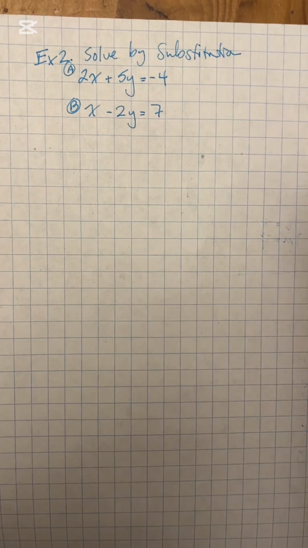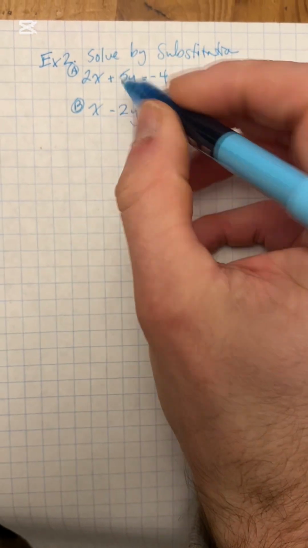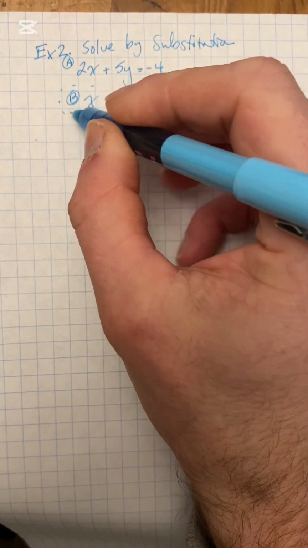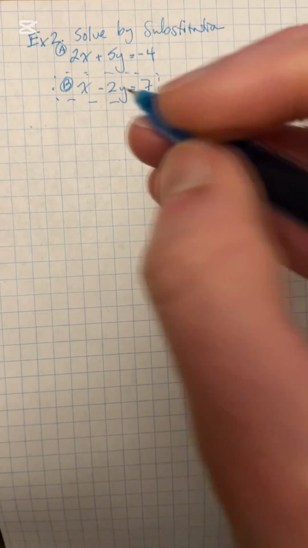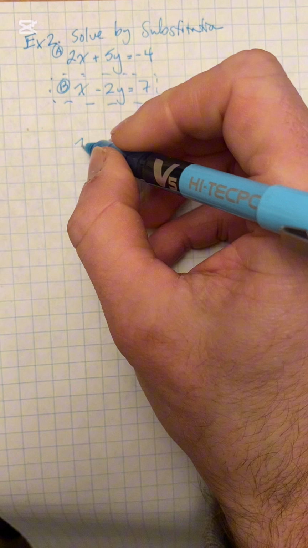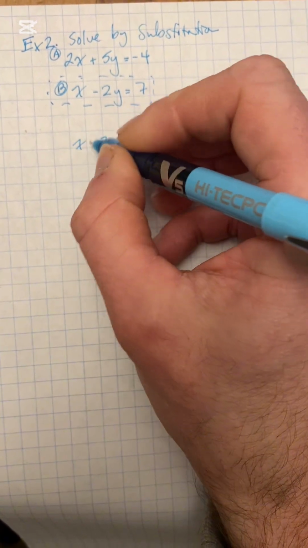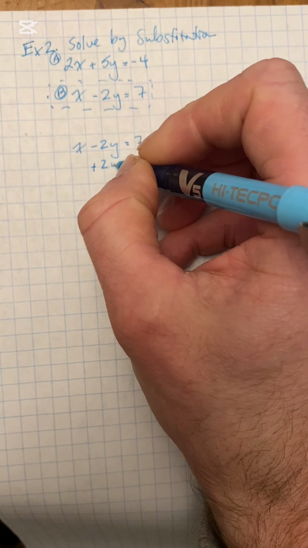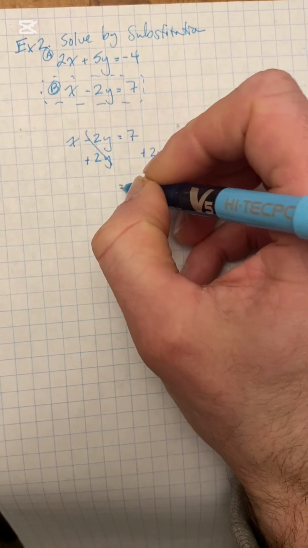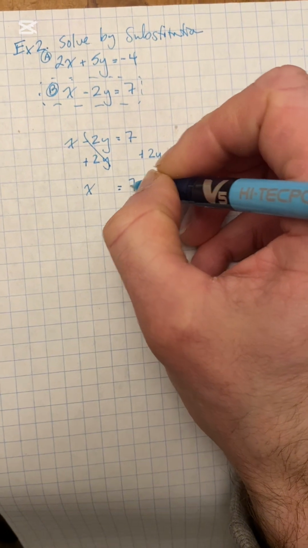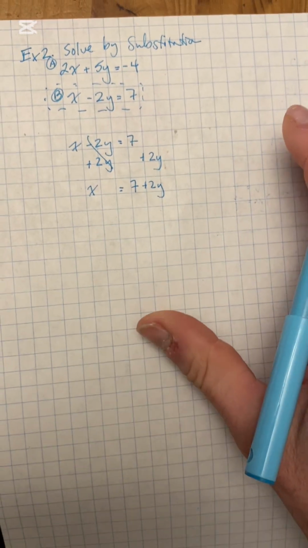All right, in my next example, I tell you to solve by substitution. So when I look at my two equations, equation B looks like it'd be easier to solve for substitution because x is already nearly by itself. So I'll take x minus 2y equals 7, and I'm going to isolate for x. So let's add 2y and add 2y. x equals 7 plus 2y. We have now successfully isolated for x.